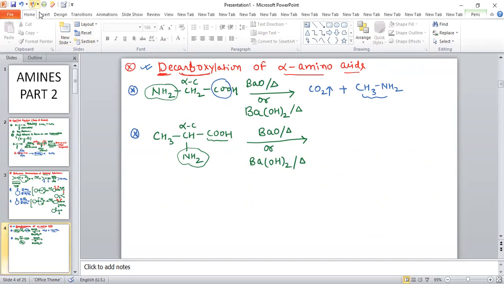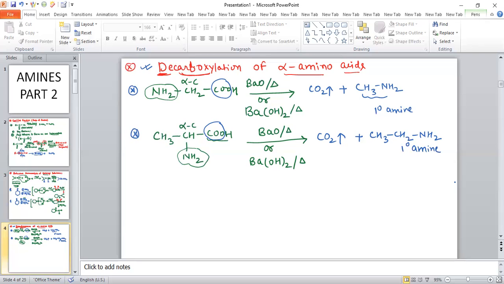Because this is the decarboxylation reaction of alpha amino acids, and this is an alpha amino acid, this CO2 gas will be released. This CO2 gas will be removed on heating and the product obtained is CH3CH2NH2. So ethanamine is obtained as a product. In this way we can prepare amines. This is also a 1 degree amine and this is also a 1 degree amine. So in this way we can prepare amines from the decarboxylation reaction also.